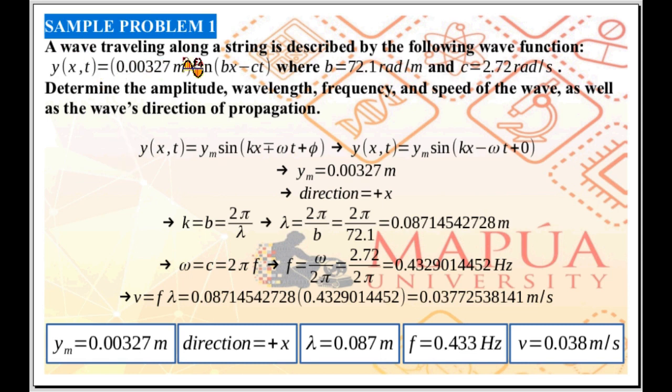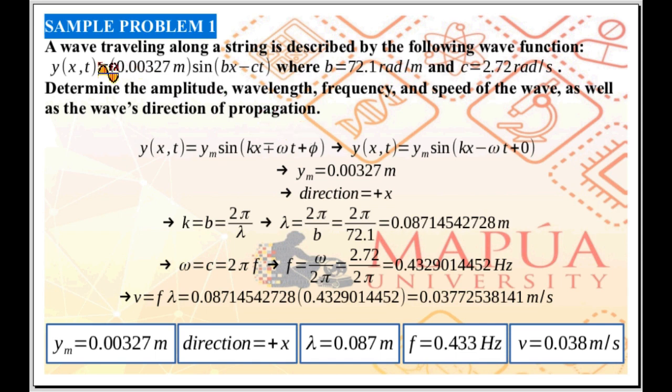You have a wave traveling along a string. So, it's a wave on a string. It is described by the following wave function. y of x,t is equal to 0.00327 meters sine of (bx minus ct), where b is equal to 72.1 radians per meter and c is equal to 2.72 radians per second. Determine the amplitude, wavelength, frequency, and speed of the wave, as well as the wave's direction of propagation.